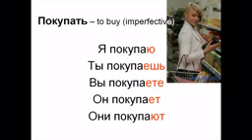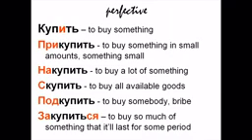Next one. Покупать. To buy. Я покупаю. Ты покупаешь. Вы покупаете. Он покупает. Они покупают. Perfective. And some phrasal verbs. Купить. To buy something. Прикупить. To buy something in small amounts. Something small and negligible. Накупить. To buy a lot of something.